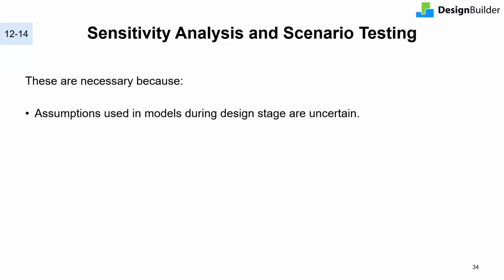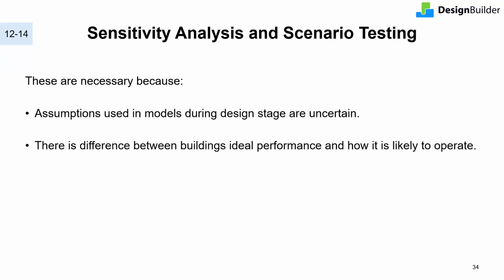So why do we need to look at uncertainty? Models are created using assumptions. As the design evolves, some of these assumptions become more certain, but others, specifically those related to operations and occupant behavior, will remain uncertain. This means that there will always be a difference between a building's predicted performance and how the building is actually likely to operate.